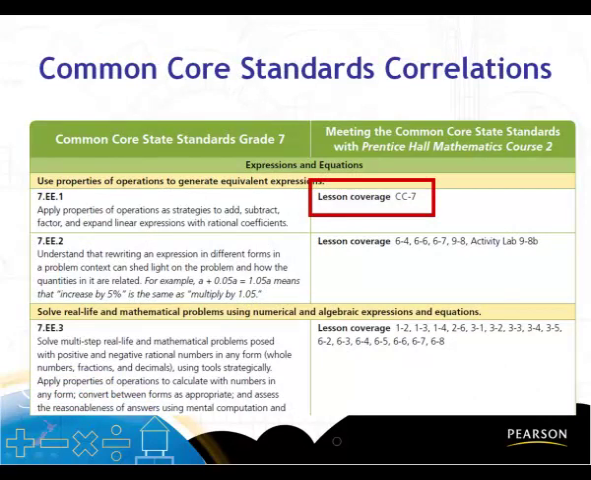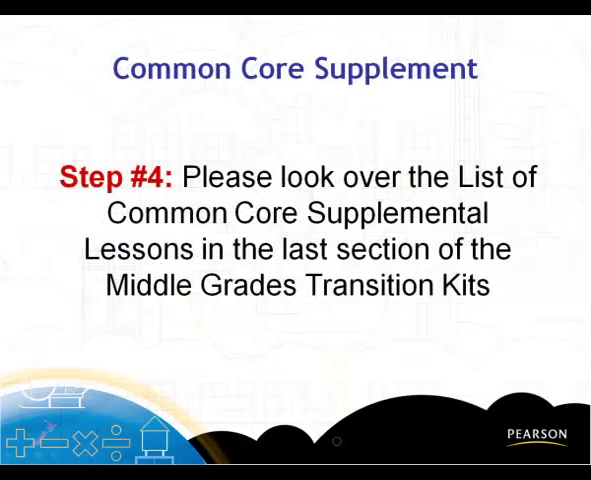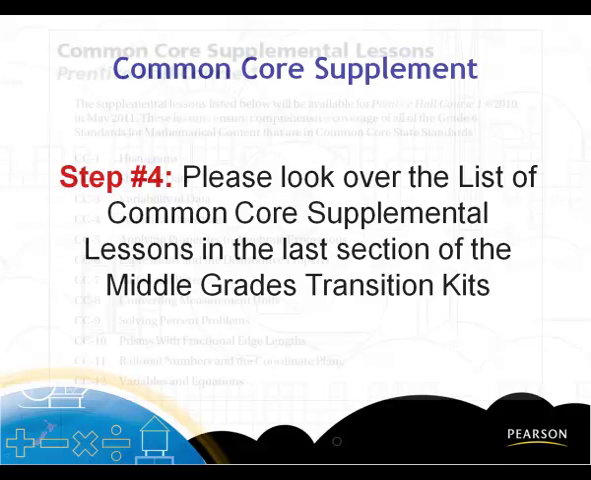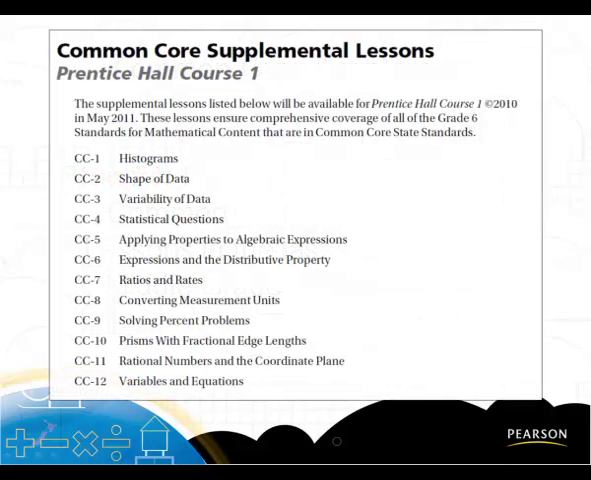Now, when reading through the Common Core State Standards correlations, you may have noticed lessons that were coded with the letters CC. This indicates a Common Core State Standards supplemental lesson, which is part of the online transition kit. Please take a moment to look over the list of Common Core supplemental lessons in the last section of the Middle Grades Transition Kits. It is here where you will find a full list of all of the lessons provided for each course, Course 1, Course 2, and Course 3.